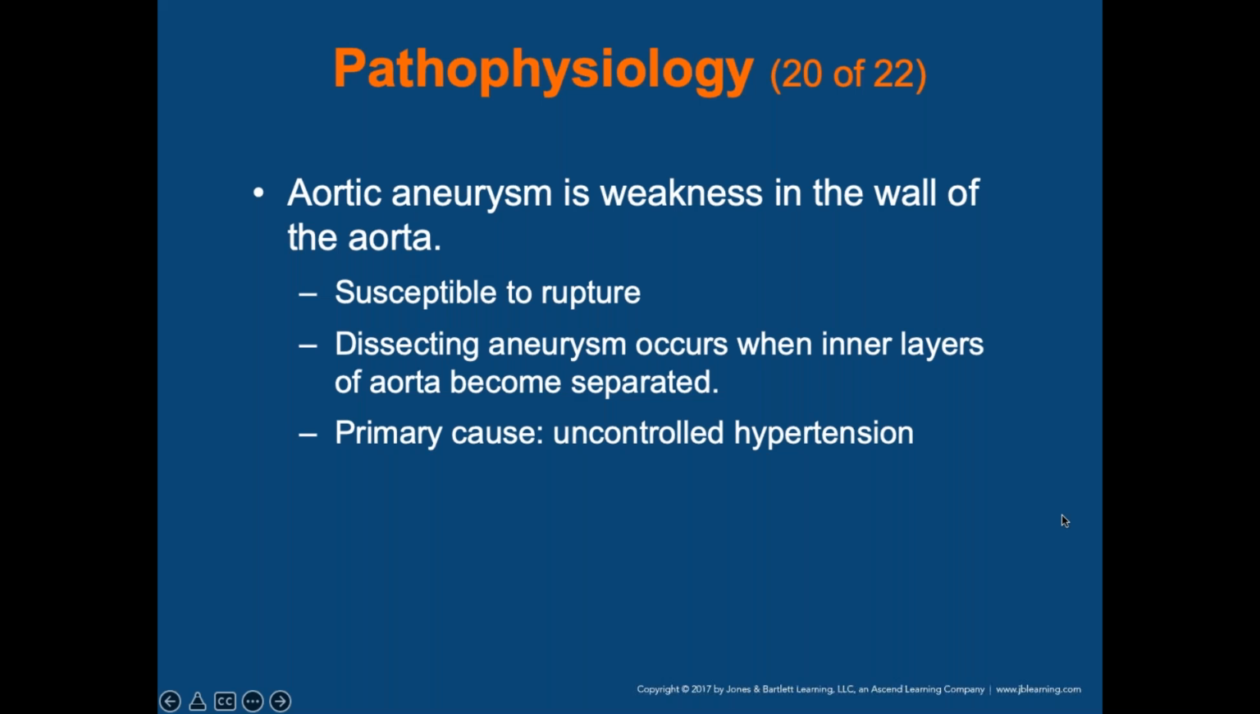Dissecting aneurysms also occur when the inner layers of the aorta become separated, allowing blood to flow at high pressure between the layers. Uncontrolled hypertension is the primary cause of this. So you've got to make sure that you're recognizing this and treating it.